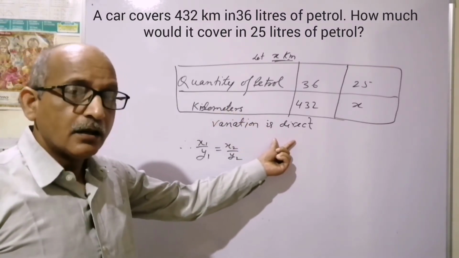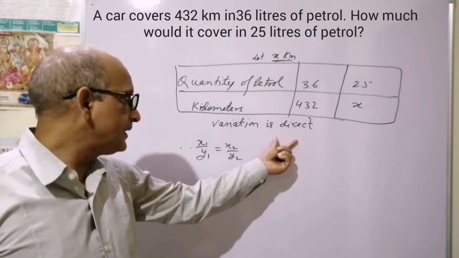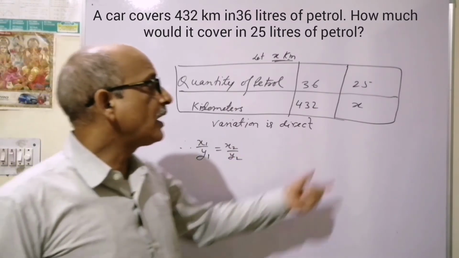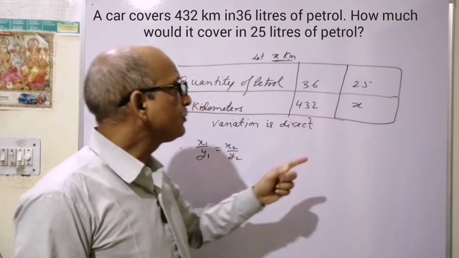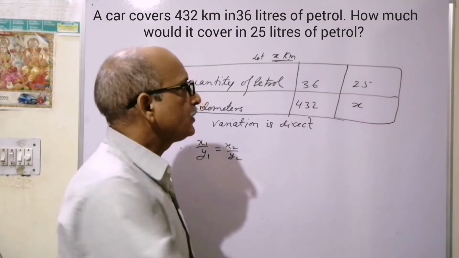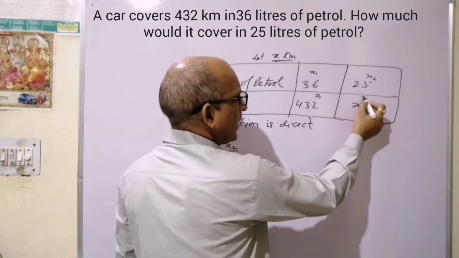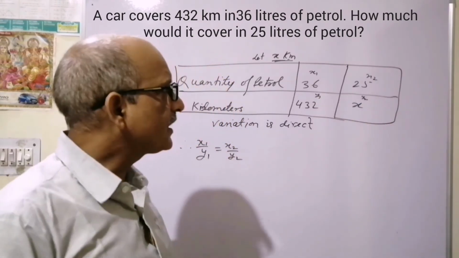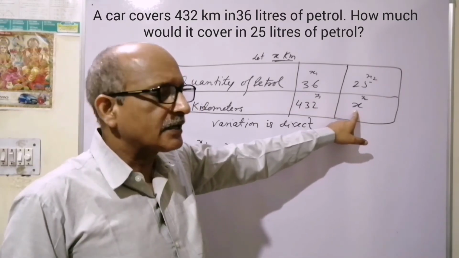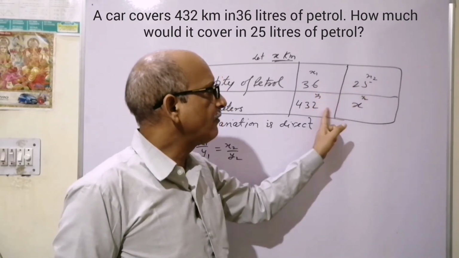Because variation is direct, just recall that for direct variation we have x1 upon y1 is equal to x2 upon y2. Now put the values. Don't panic about what is x or what is x1. We have to take this quantity as a whole as x, and this as y. So it is actually at the place of x1, x2, y1, y2. Don't get puzzled over here. We have to think on the data given to us.